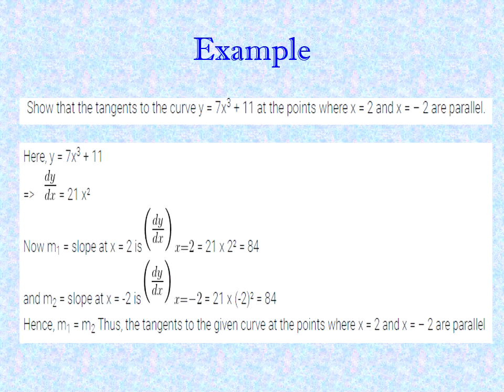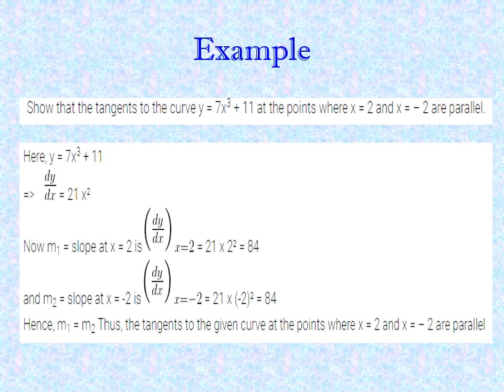Show that the tangents to the curve y equal to 7x cube plus 11 at the points where x equal to 2 and x equal to minus 2 are parallel. So our given function is y equal to 7x cube plus 11, first find the derivative dy/dx, and that becomes 21x square. Now here your slope at x equal to 2 is 21 into 2 square, that becomes 84, and the slope at x equal to minus 2, when you substitute x equal to minus 2, you will get 21 into (minus 2) whole square, and that also becomes 84.